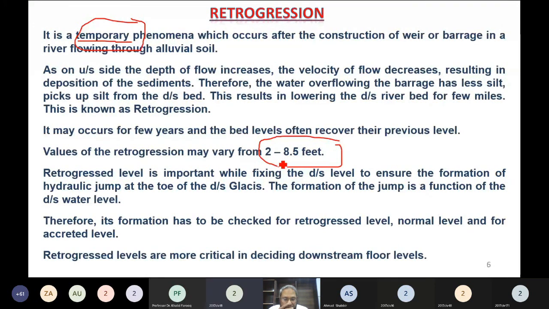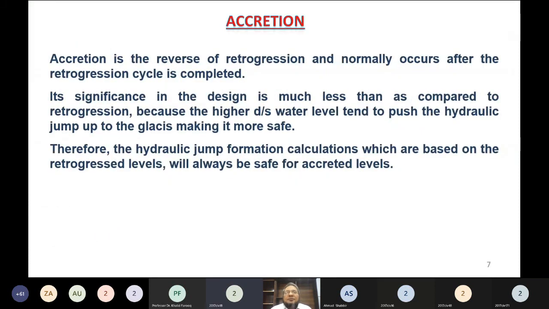Sir, because after a few years, there is a reversal of this phenomenon, which is called retrogression. Yes, because after a few years, the accretion process may start, and then the riverbed levels may recover their original levels. So it will compensate whatever happened. Yeah, original level. Now we have to discuss the accretion.